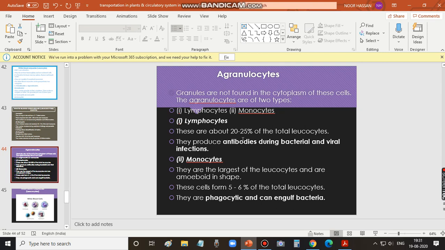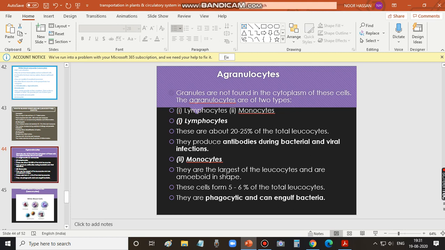Lymphocytes form about 20 to 25% of the total leukocytes. They produce antibodies during bacterial or viral infections. During bacterial and viral infections, antibodies are produced by lymphocytes.